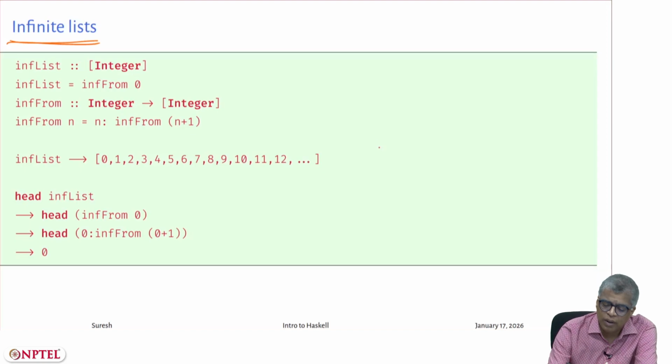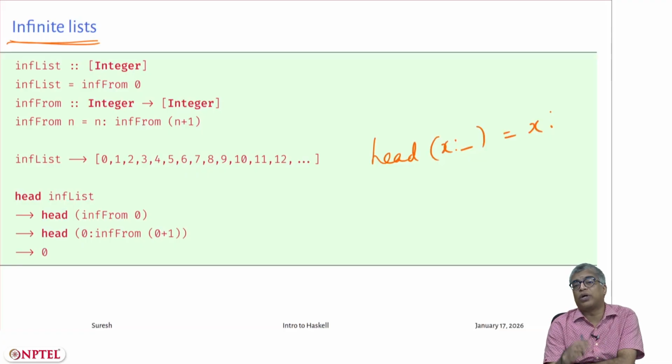Okay, because head of x colon underscore equals x. So it doesn't care what the underscore is, so it won't compute it. Okay, so you don't need to compute the whole infinite list before you return the value.